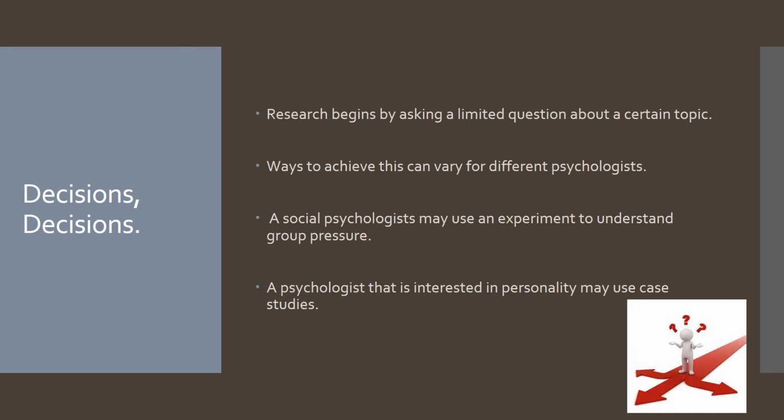So research begins by asking a limited question about a certain topic. Ways to achieve this can vary for different psychologists. For example, a social psychologist may use an experiment to understand group pressure. We'll talk about experiments. And then a psychologist that is interested in personalities may use case studies instead. So there are different methods of research that we're going to talk about that psychologists can use.